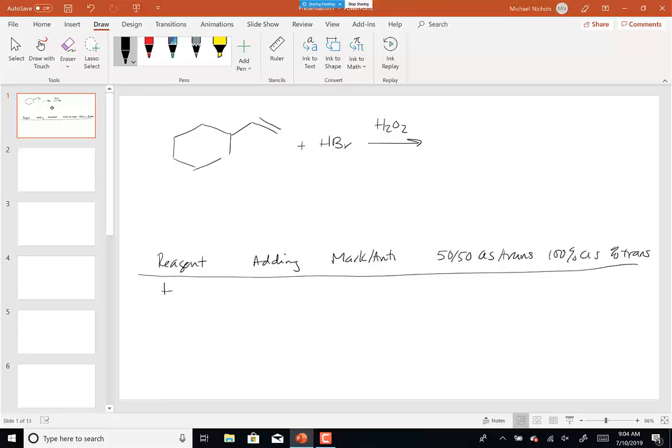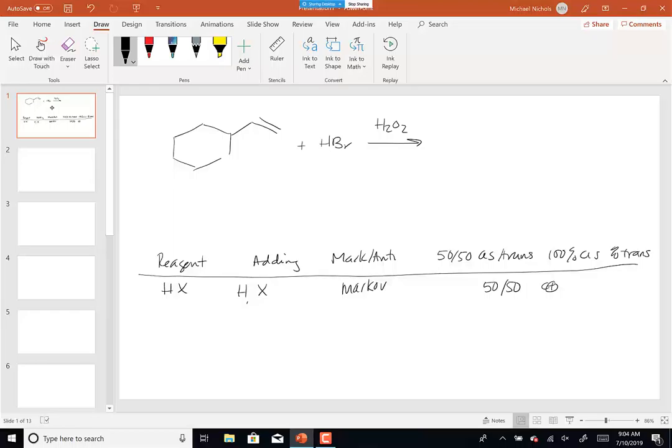So if we say, for instance, HX, what am I adding? I'm adding an H and an X. Markovnikov or anti-Markovnikov? Markovnikov. And then is it 50-50, 100% cis or 100% trans? Everything we've done is 50-50. Why is it 50-50? Because this reaction goes through what kind of intermediate? A carbocation. And anytime you go through a carbocation intermediate, it's always 50-50 because the groups are going to add 50% on top, 50% on bottom.